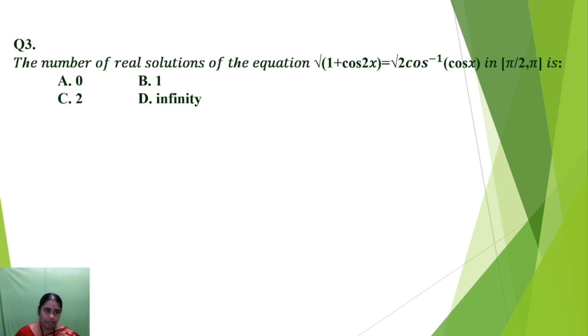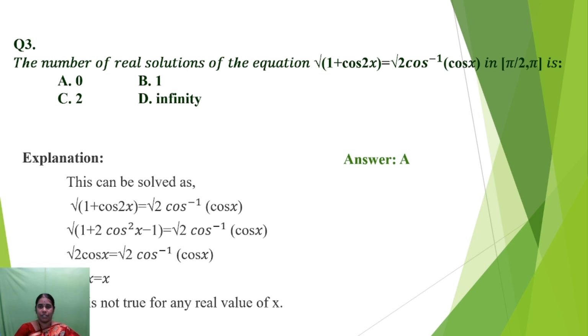Next, the number of real solutions of the equation is dash. They are asking for the real solutions, not just how many solutions, but how many real solutions there are for this equation. The answer may be 0, 1, or infinity. Just calculate it. The answer is 0, which is in option A.